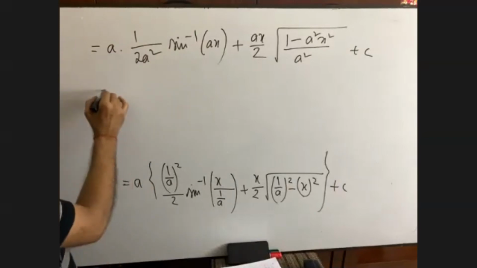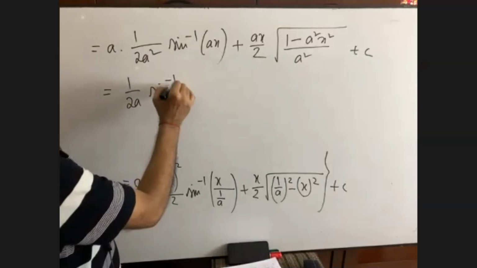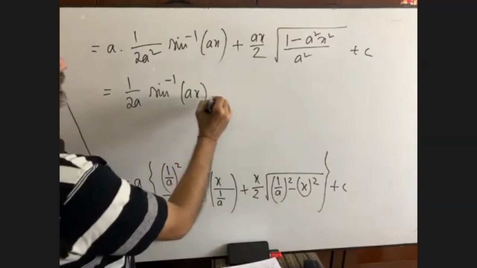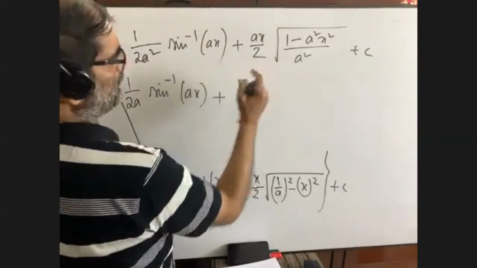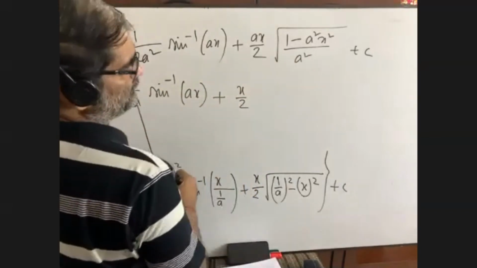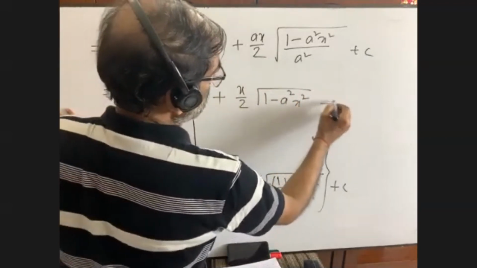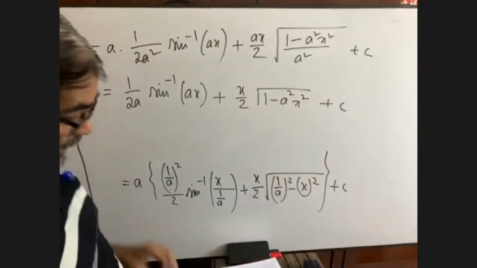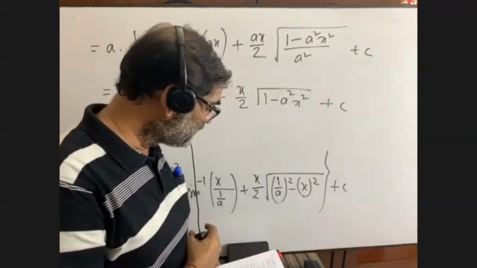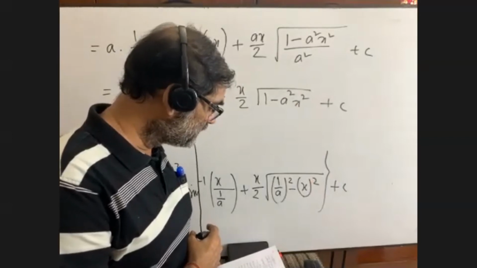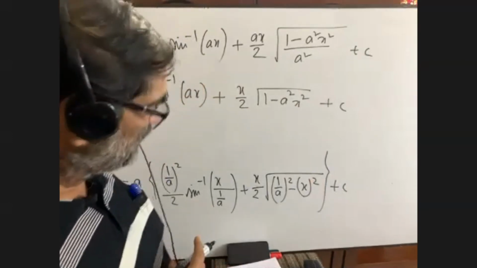That means we are getting here 1 by 2a sine inverse ax. If a is taken outside, we are getting x by 2 root over 1 minus a square x square plus c. It may be the answer. Let me see. Question number 35, right? 1 by 2a sine inverse ax, we are right. x by 2, yes, we are absolutely right. Okay.